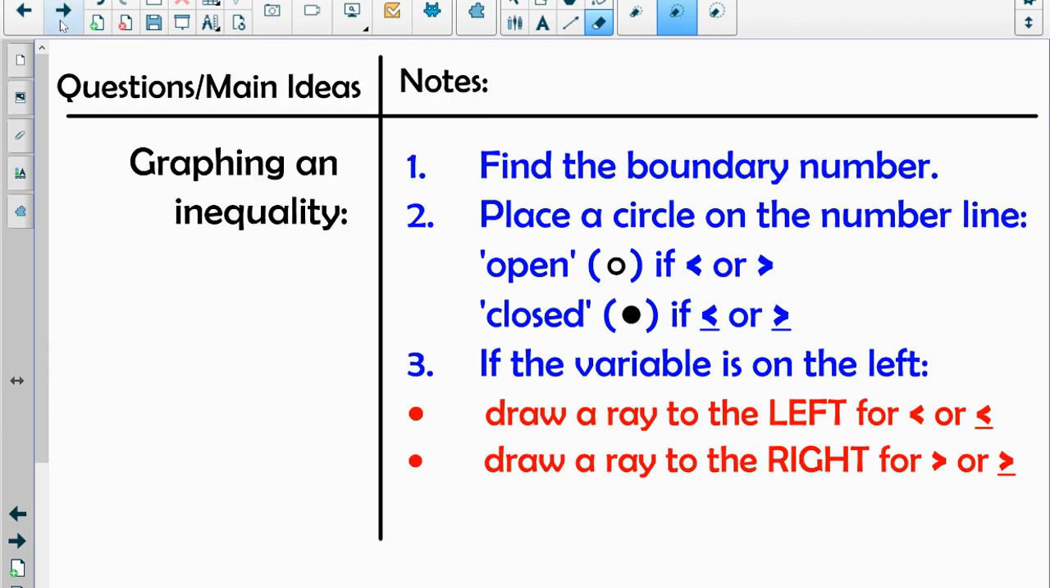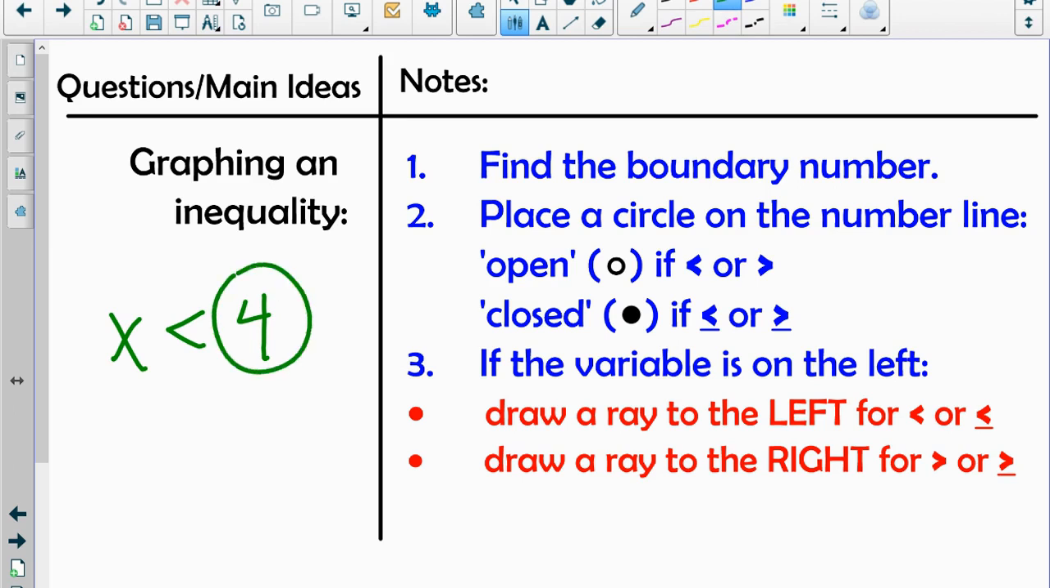So when we're graphing an inequality, not just an inequality symbol, but an actual statement like x is less than 4, for example, we want to identify the boundary number. And that boundary number is whatever value we're comparing to the variable. We're saying that x, or our solutions, are less than that number. Okay, so anything that's less than 4 would happen to be a solution to this. So 4 represents a boundary. So what we do is we place a circle on the number line at that boundary number. So right on the number 4, for example.